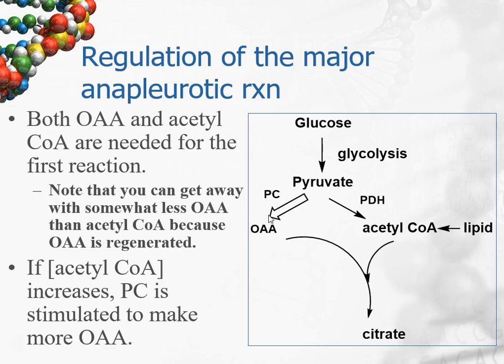But if acetyl-CoA concentration does increase, which it could if you were breaking down lipids, so we'll find out in chapter 17 that lipid is degraded to acetyl-CoA, then if we have lots and lots of acetyl-CoA, the acetyl-CoA can act as a stimulator of pyruvate carboxylase to make sure that there's enough OAA to process all of the acetyl-CoA that's entering the citric acid cycle.